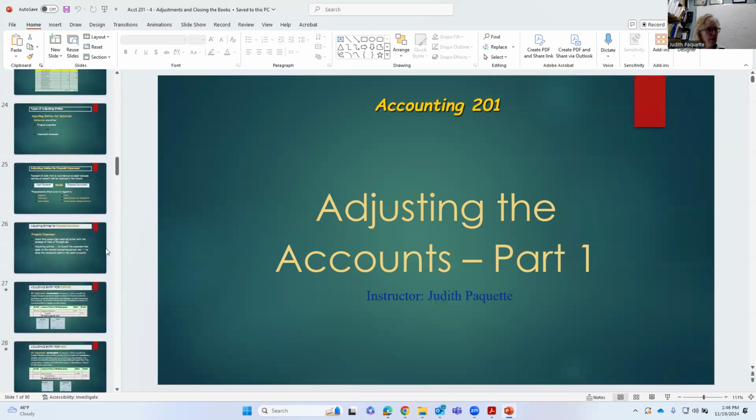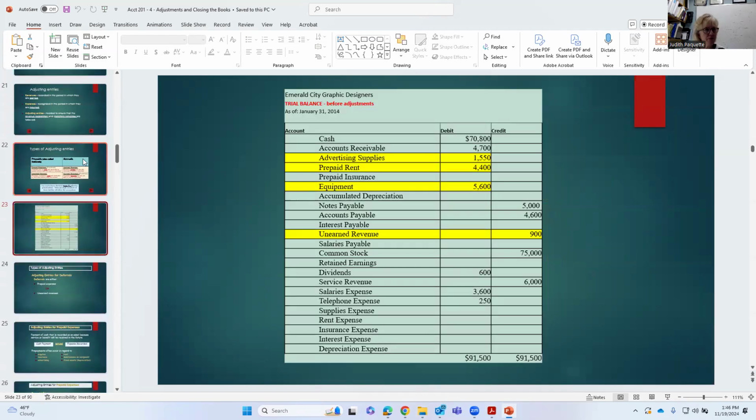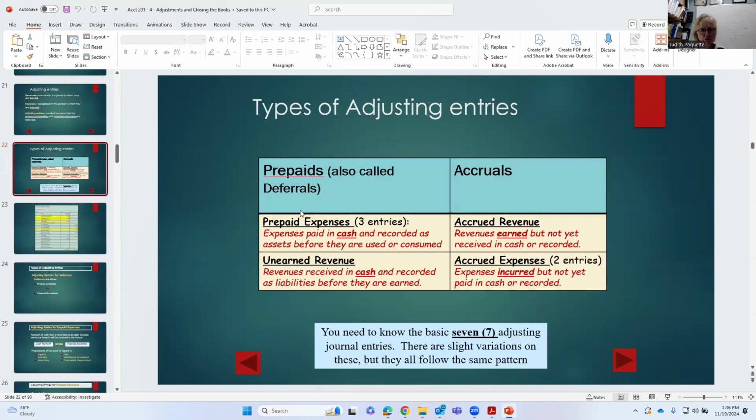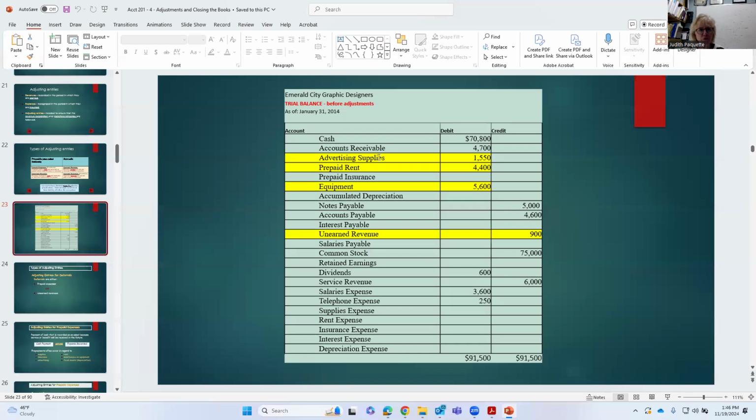We have 7 different types of adjusting journal entries. We have 4 under the category of prepaid and 3 under the category of accrual. The 4 under prepaid involve supplies, either prepaid rent or prepaid insurance, equipment, and unearned revenue. So they're prepaid, they're already on the balance sheet. And now we're saying, hey, are those balances correct, or do we need to do an adjusting journal entry?